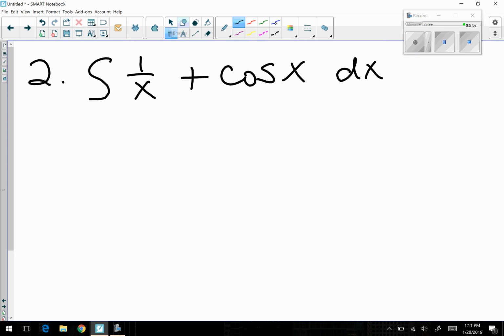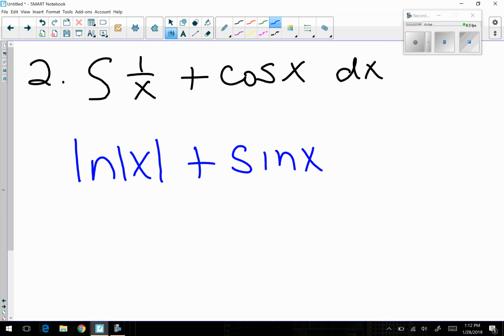This was number 2 on your quiz. So again, I can treat these separately, but again, an indefinite integral, if I have 1 over x, well, if you forget what this is, just think, what do I take the derivative of to give me 1 over x? And hopefully you remember that that's ln of x. And the best answer is the absolute value. Plus cosine of x is sine of x. And let's make sure I'm not changing the sign. The derivative of sine is positive cosine, so this is good.